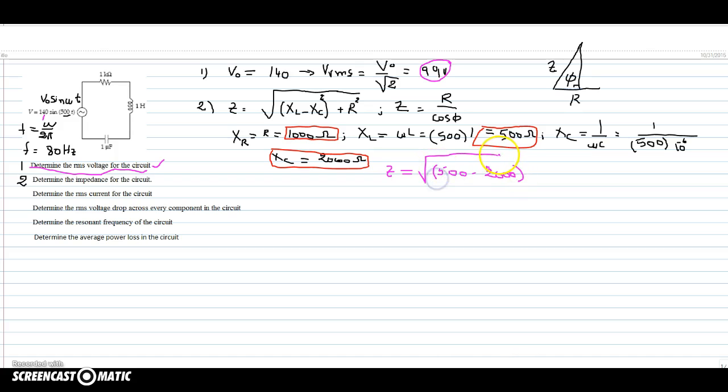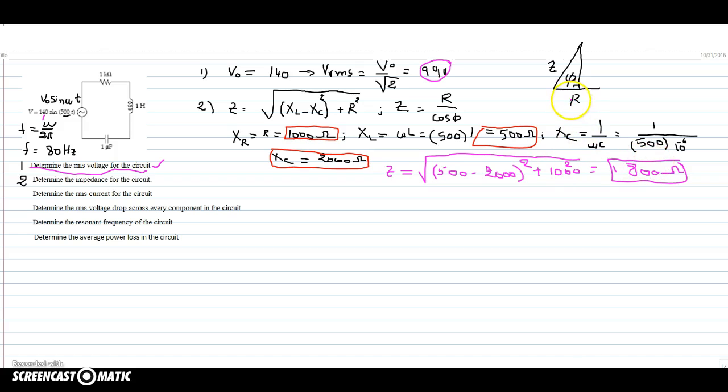altogether squared, and plus the resistance squared, which is 1000 squared. All done, you are going to find almost 1800 ohms. Okay, this is one way to do it.